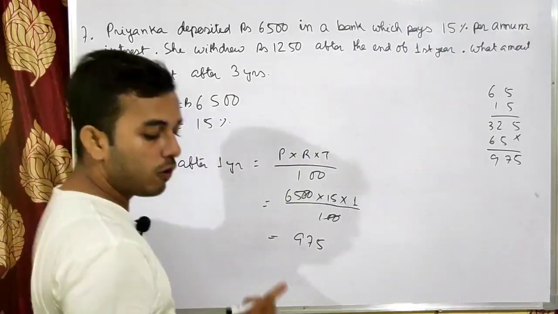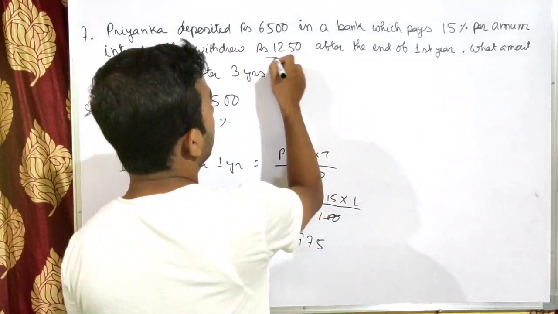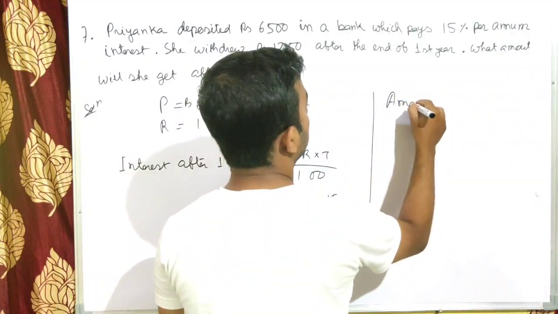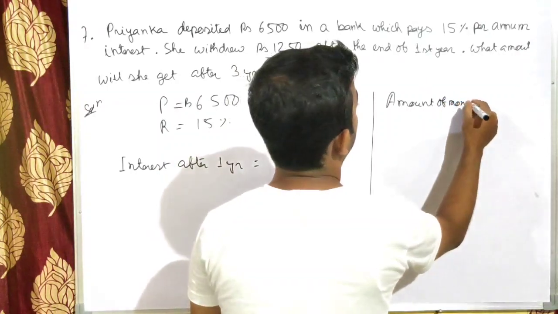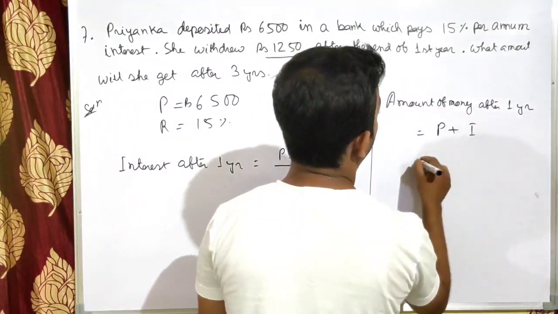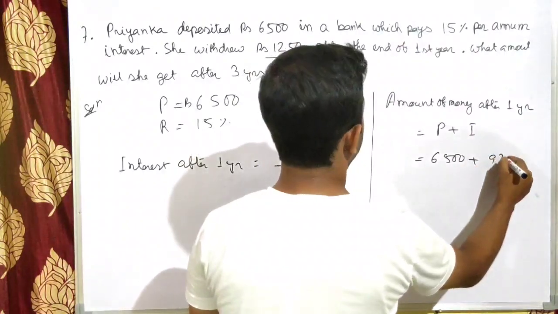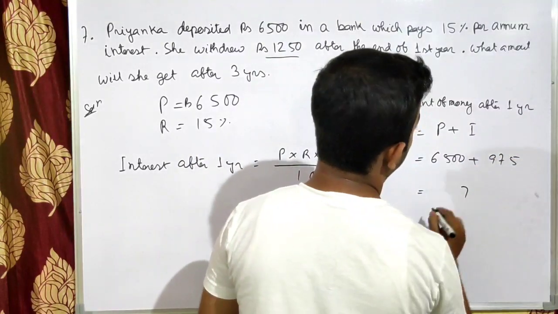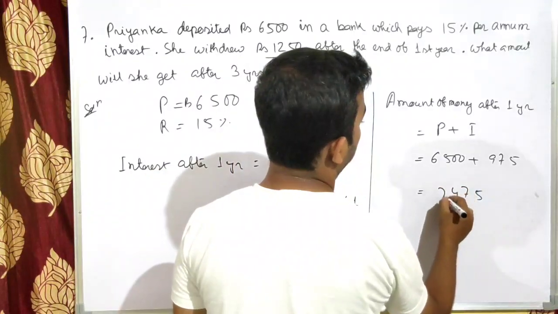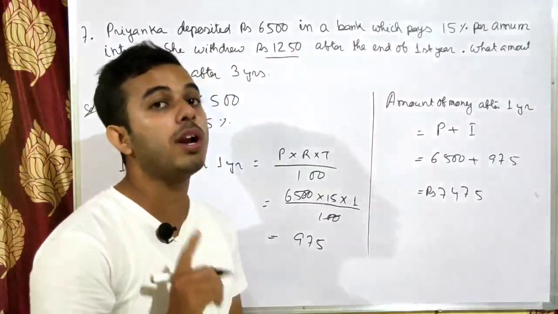Amount, that is A, amount of money after 1 year. Why are we finding the interest for 1 year? Because she withdrew this rupees after 1 year, isn't it? Okay, let us write first and then we'll discuss. Amount of money after 1 year equals P plus I. Here P was 6,500 plus I is 975. So 9 plus 5 is 14, 7,475. So after 1 year she had rupees 7,475 in her bank.